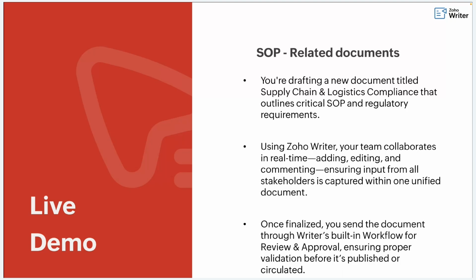So you can bring your team into a single document where everyone can add content, suggest edits, and leave comments all in real time. No more version chaos or email threads. And once it's ready, you can push these documents into Writer's built-in review and approval workflow. That way, nothing gets published or shared without proper validation and sign-off. So let me quickly show you a demo on how this works.